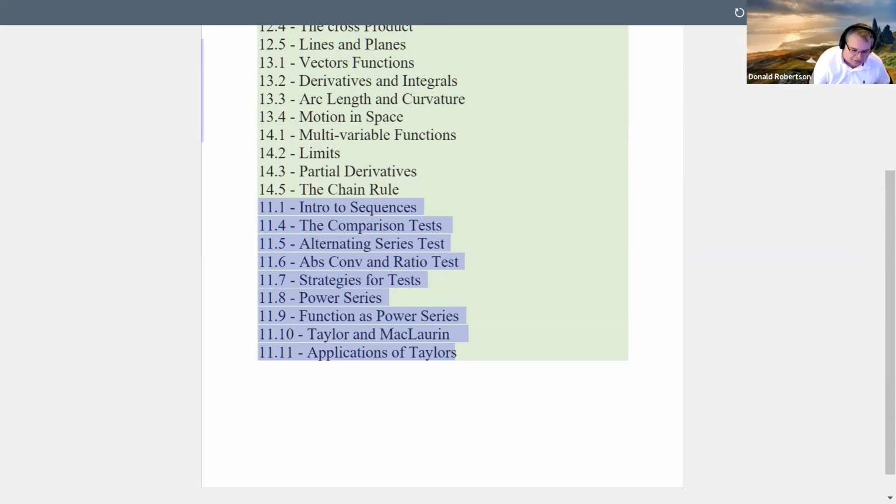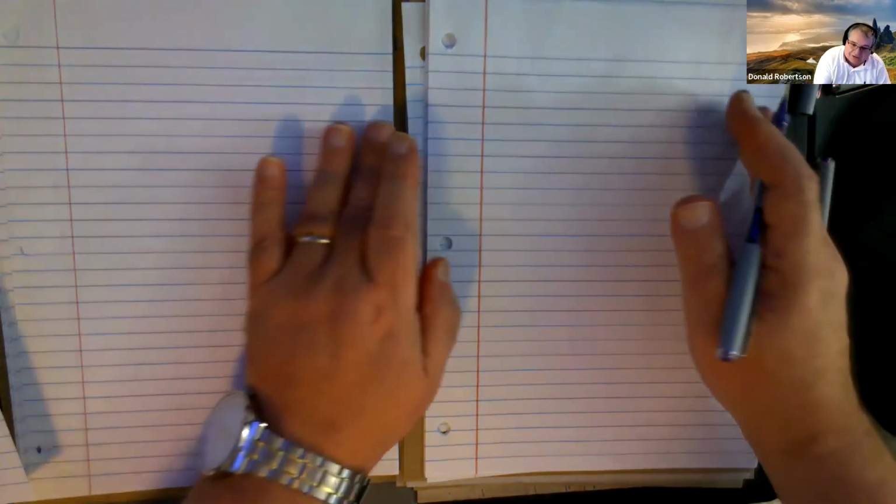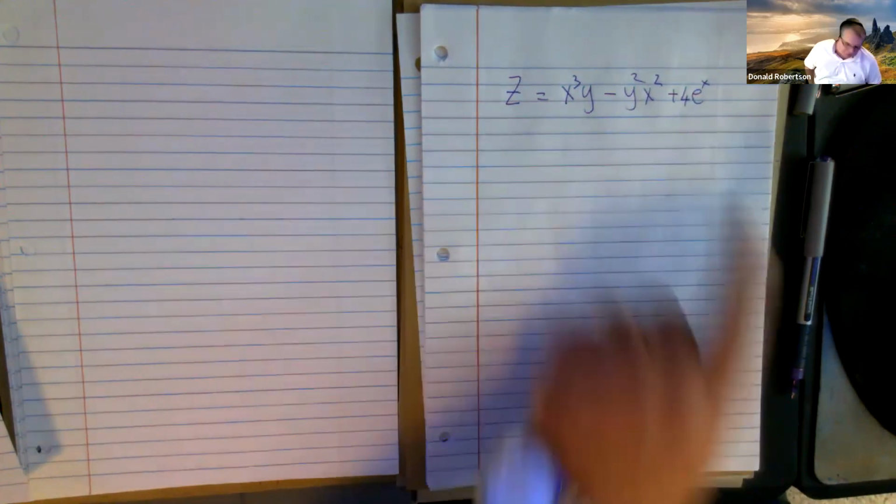So let's look at how to find partial derivatives. The trick to doing partial derivatives is to realize that at any given moment in time, only one of the variables is truly a variable. All the others get considered as if they were numbers, which we call constants. So you might have a function like this: z equals x cubed y minus y squared x squared plus 4e to the x. There's a multivariable function, right? It contains x's and y's.